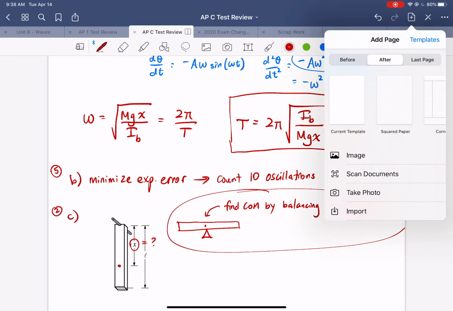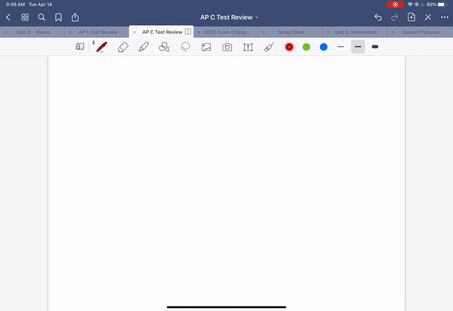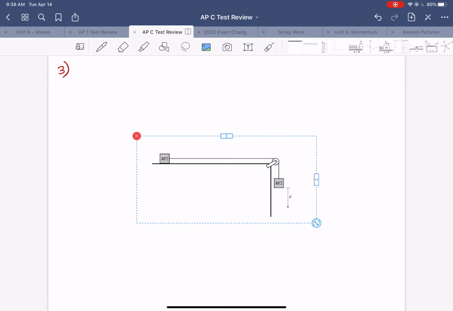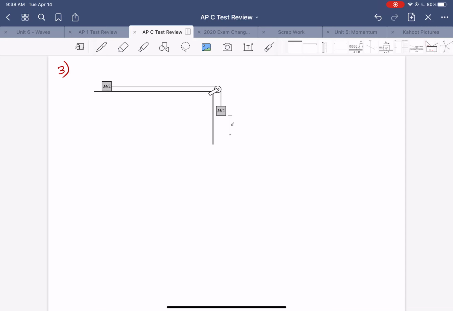Okay, so we've got one more problem here. This problem starts off with an Atwood machine, or a modified Atwood machine. So we have two blocks of mass m/2 connected by a rope. One of them is on a frictionless table, so there is no friction here. And then the other one is suspended over the end of the table.